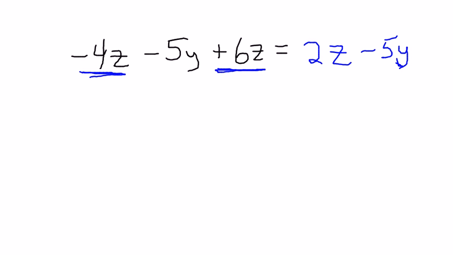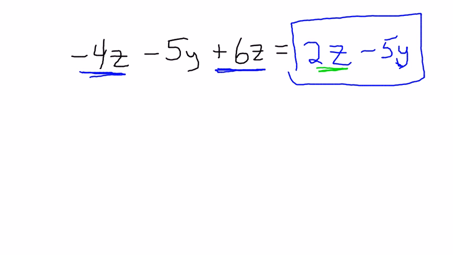Now, ask yourself, are there any other steps that we can take? Are there any like terms in this expression? Well, I have 2z and I have negative 5y. These are not like terms because they do not share a common variable. Therefore, we cannot simplify this expression any further. Let's try one more.